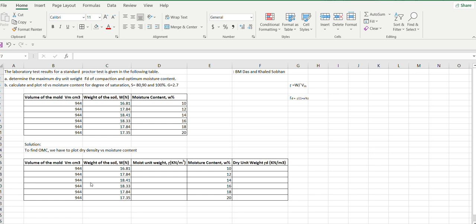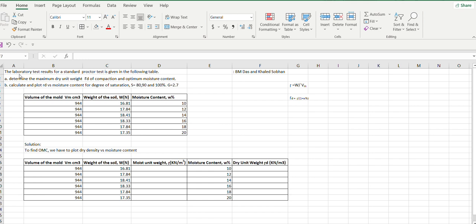Hello everyone. Today we are going to learn to plot the moisture content and the dry density and to find out the optimum moisture content. This is a question from B.M. Das and Khalid Sobhan's Principles of Geotechnical Engineering.